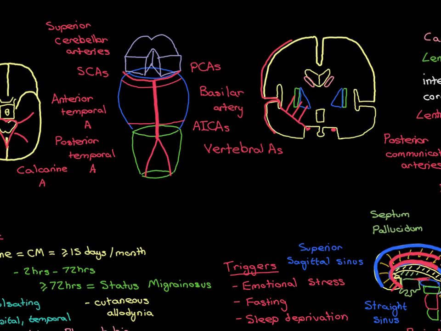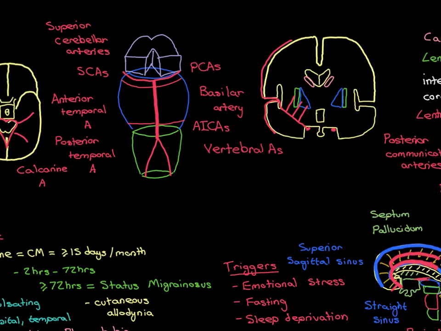So they go backwards and they're going to go onto the surface of the cerebellum, and the surface of the cerebellum is going to be lined by pia mater. Because they're lower down, they're not going to go onto the superior surface of the cerebellum, because the superior surface of the cerebellum is up here. They're going to go onto the inferior surface of the cerebellum, and are hence called the inferior cerebellar arteries, and because they're the anterior ones, they're called the anterior inferior cerebellar arteries.